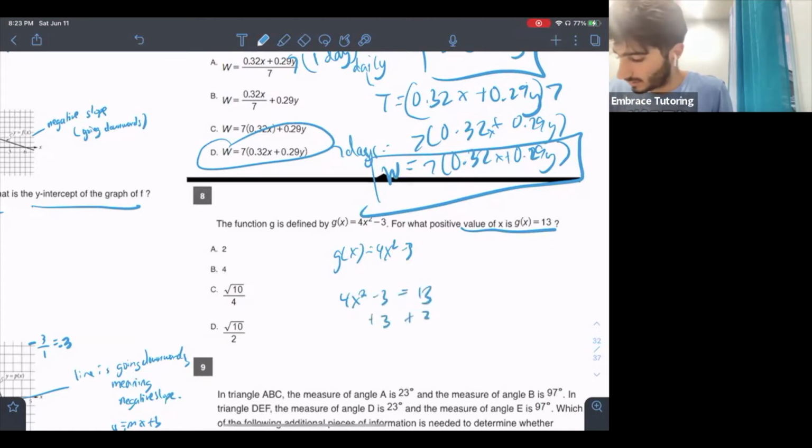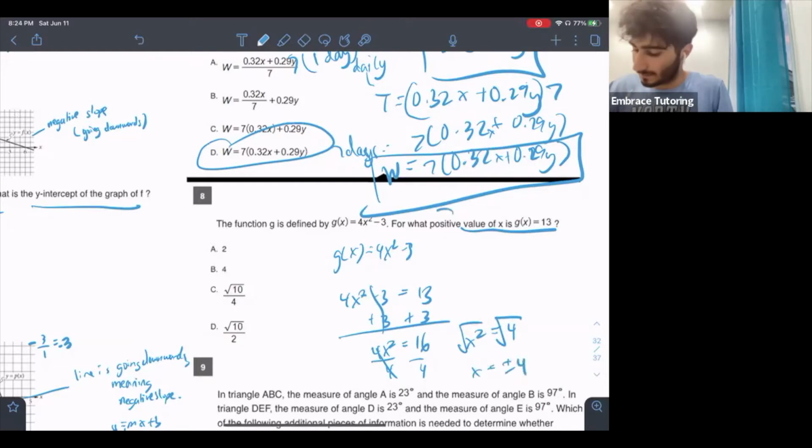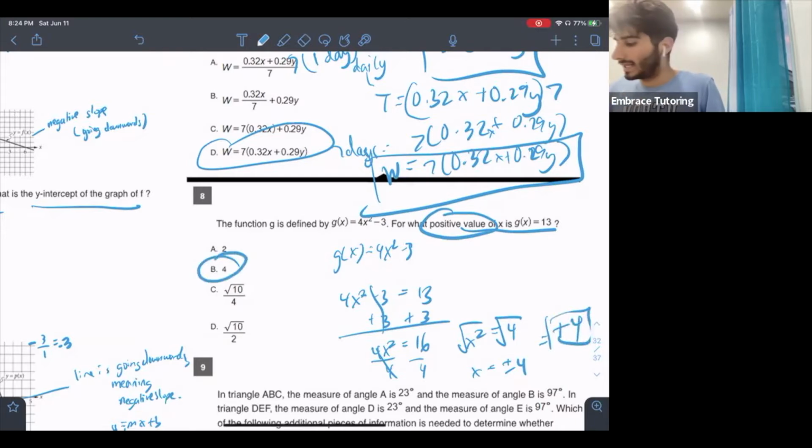You can add 3 on both sides. Then you get 4x squared is equal to 16. Divided by 4, you get x squared is equal to 4. And then you can take the square root on both sides. You get x is equal to plus or minus 2. This is asking for the positive value. You know it has to be plus 2, which is choice B for question 8. And so that's how you do this question.